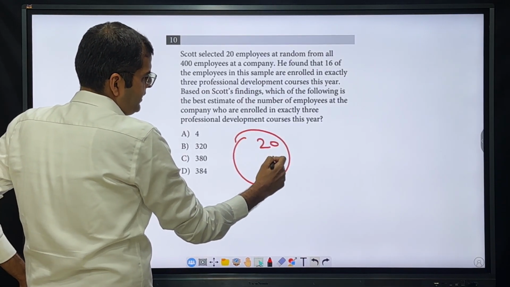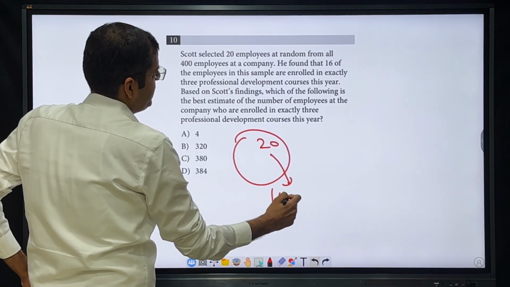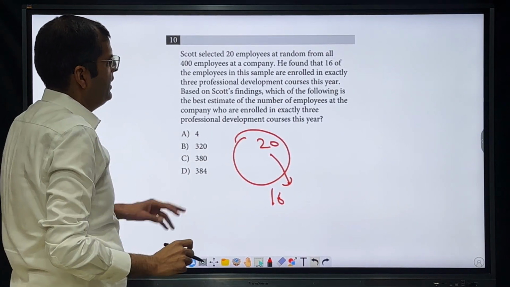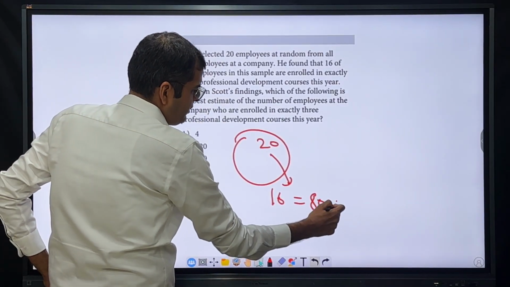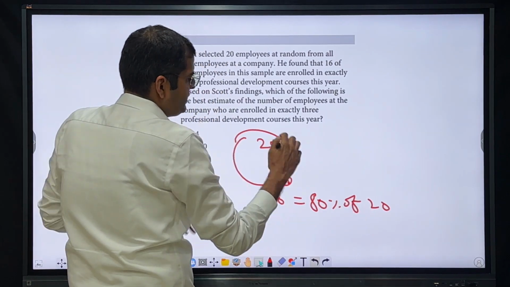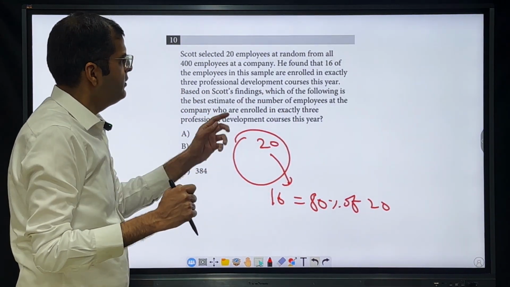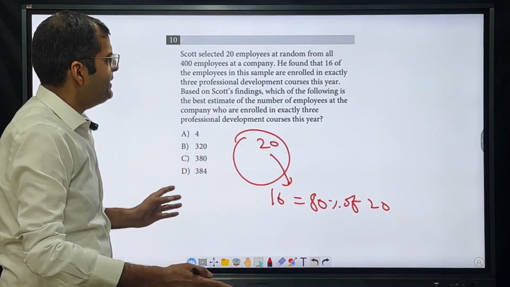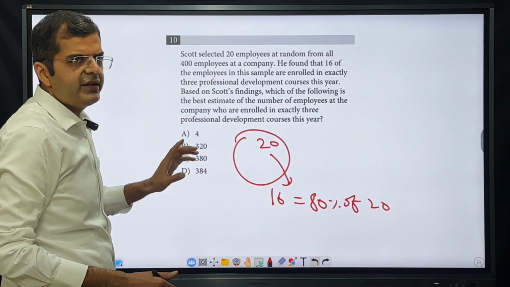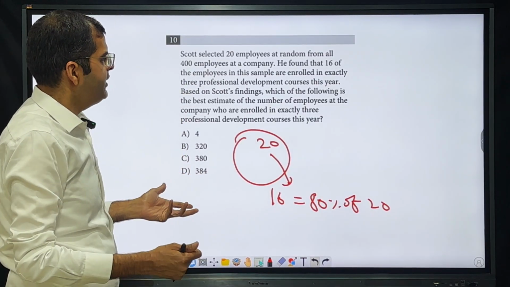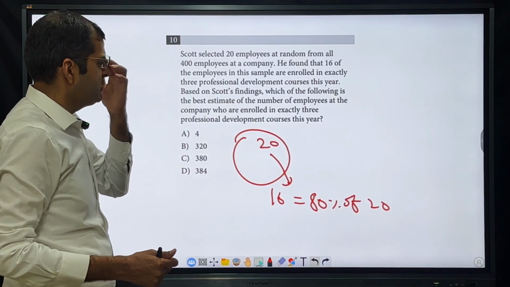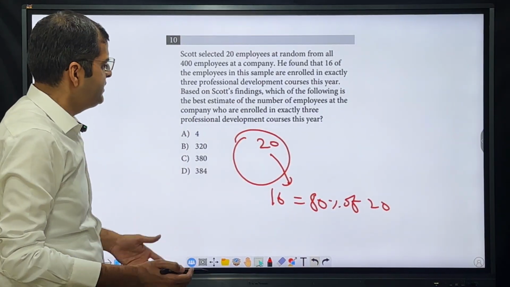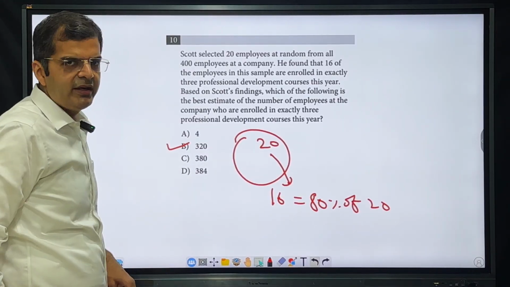So out of 400 employees, 20 were selected as a sample. Out of these 20, 16 were enrolled in 3 professional courses. So 16 is 80% of 20. That means from the sample, 80% of the people are enrolled in 3. If we use the same estimate for the entire 400 employees, 80% of 400 employees should be enrolled in 3 professional development courses. What is 80% of 400? That is 320. So answer option B, 320, is correct here.